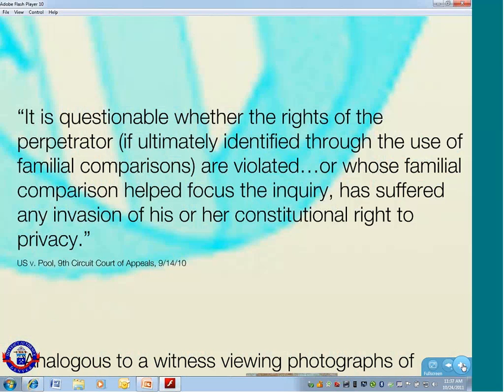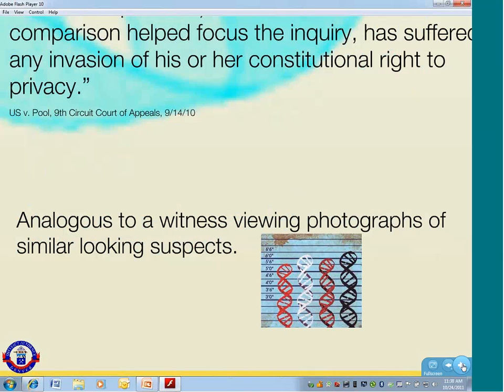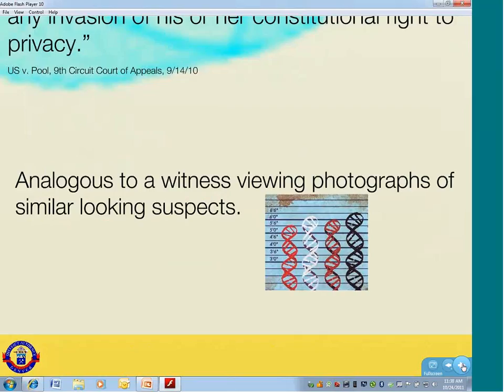The only court that's addressed familial searching at all is the Ninth Circuit Court of Appeals in U.S. versus Pool, and they were asked about it in terms of the California DNA database or the federal DNA database and taking DNA from arrestees. And the argument was that, well, they can do this, so that makes the arrestee statute unconstitutional. And the Ninth Circuit Court of Appeals had no problem with familial searching if you read this quote. And they said it was analogous to witnesses viewing photographs that look similar to the suspect.